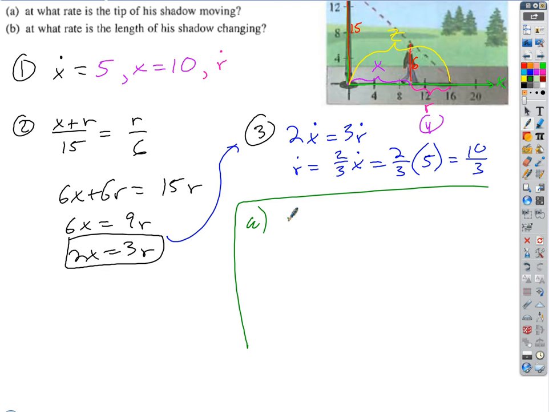Okay, so on this one we've got all this information, right? But really we're just trying to come up with a parent equation and a way to relate those rates. So we know that Z equals X plus R, so what's Z dot equal to? X dot plus R dot. So we just get 5 plus 10/3.